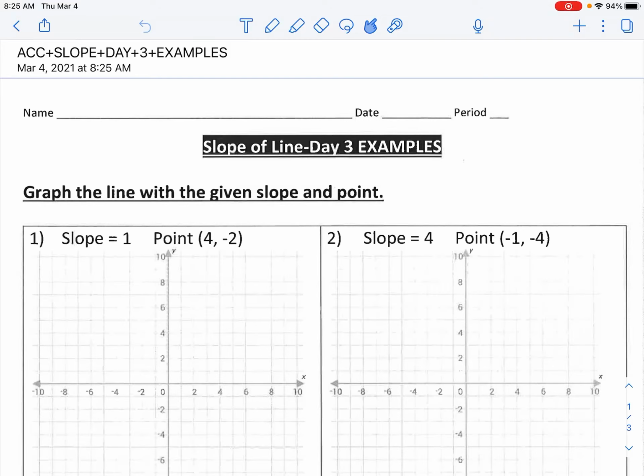Good morning. All right, so you should have just watched the video on slope of a line, day 3 notes. So now we're going to go ahead and try to practice.